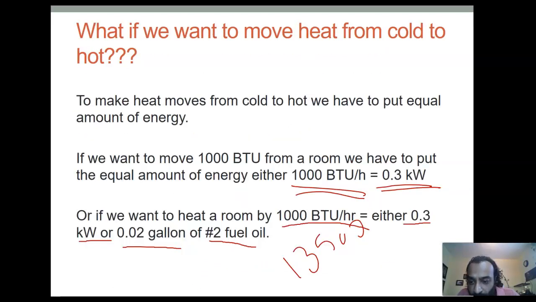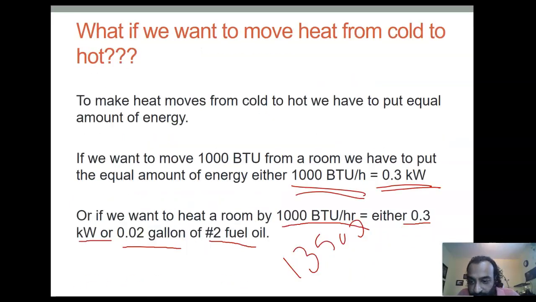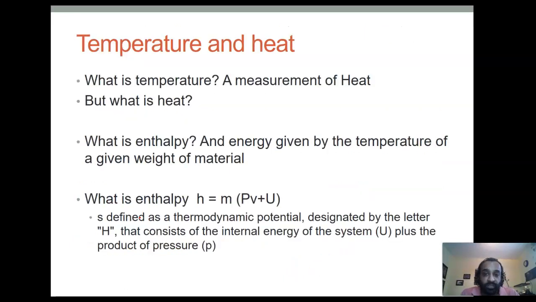fuel oil is 135,000 BTU per gallon. Okay, so if you have 135,000 BTU in 1 gallon, if you want to burn the equivalent of only 1,000 BTU per hour, you have to burn that amount of oil. So again, we can transfer energy from one form to another, and in this case it's going to be a gallon of oil. Okay. So temperature and heat again.